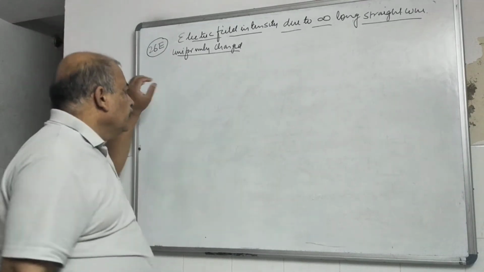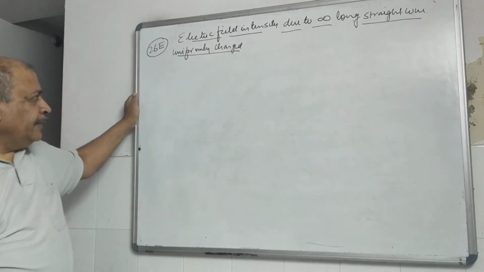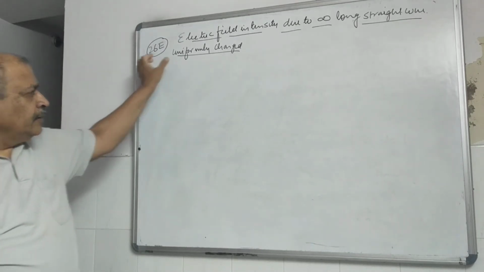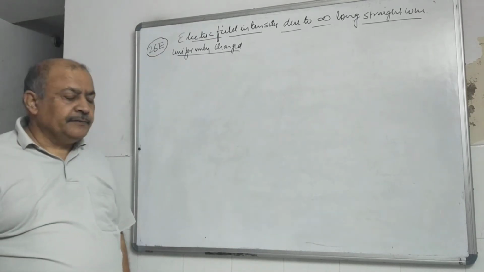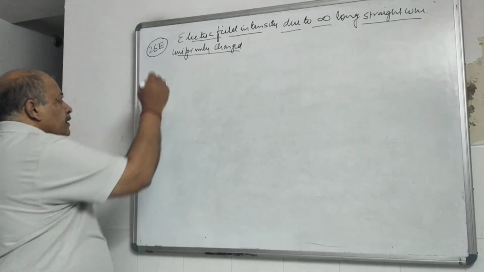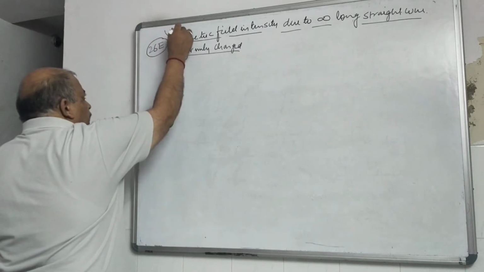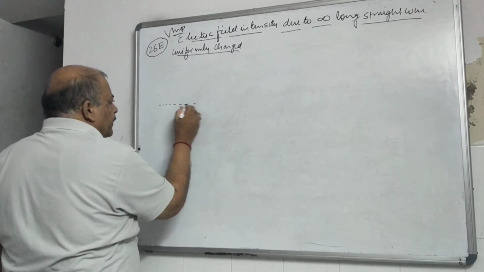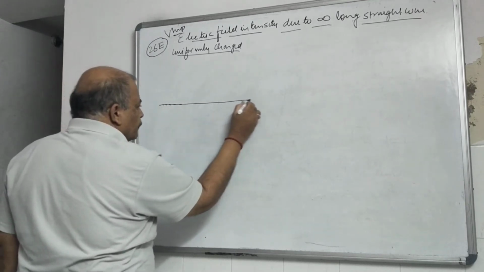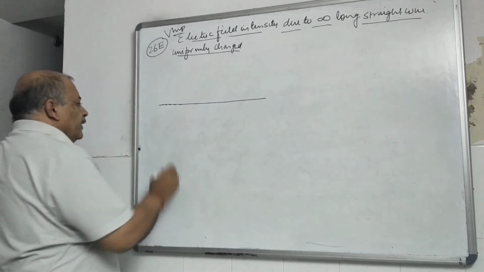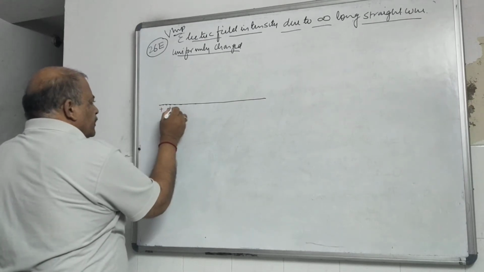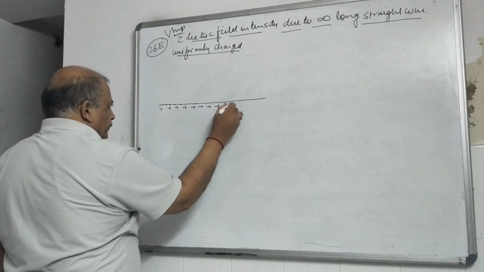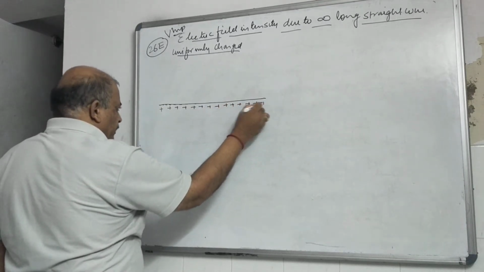Now children, this video will calculate electric field intensity due to an infinitely long straight uniformly charged wire. This is a very important question. So an infinitely long straight wire is given to you, and this wire is uniformly charged.